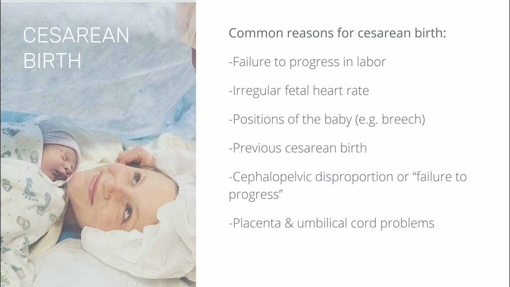So we've got failure to progress in labor, irregular fetal heart rate, positions of the baby, which we're going to go over next. Another indication for cesarean delivery would be a previous C-section. And then I'll also talk more about cephalopelvic disproportion and placenta and umbilical cord problems in the next few slides.